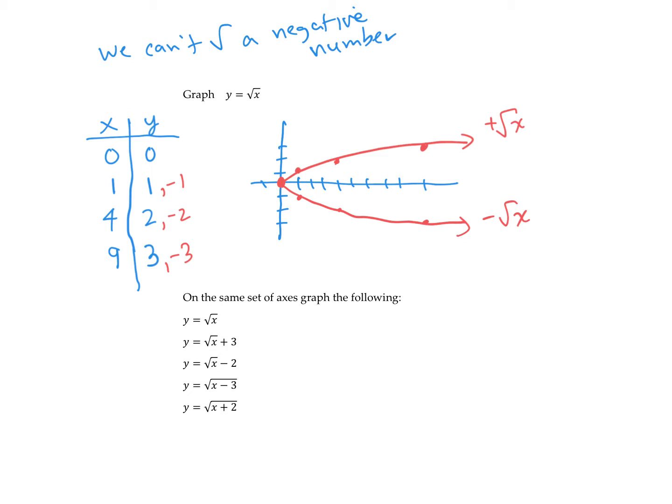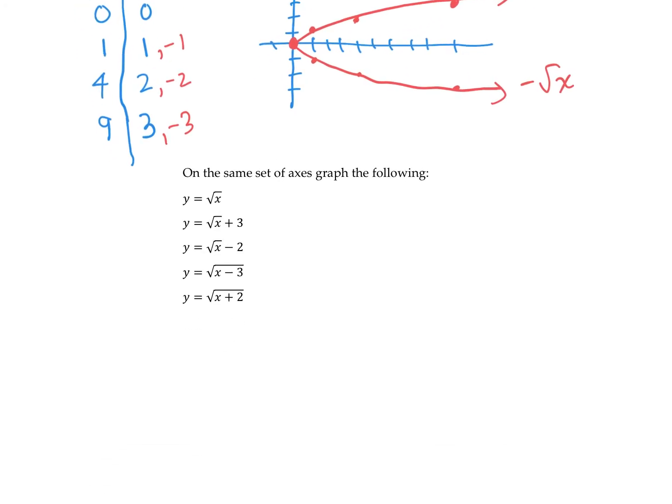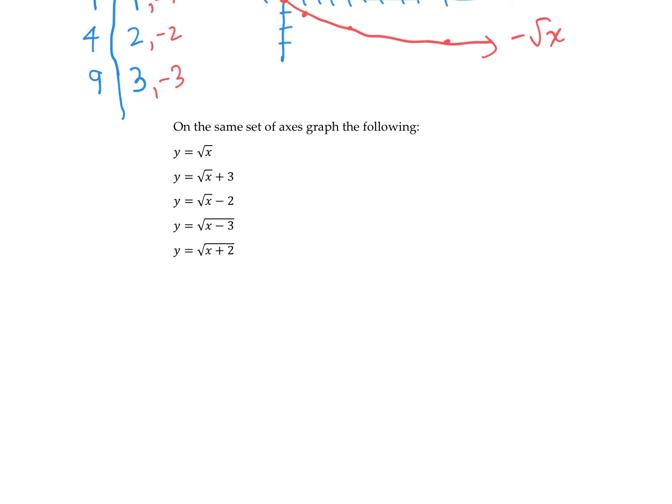So here we're going to, on the same set of axes, graph the following, and we're going to do the positive answer because I just want to show the transformations. I'm not really worried about both sides. So I'm going to do positive root x, so we'll start with that. So here's root x.